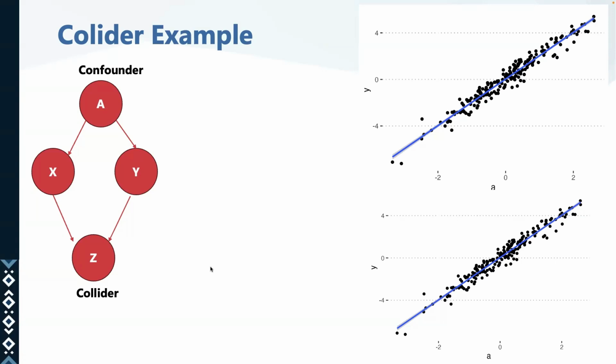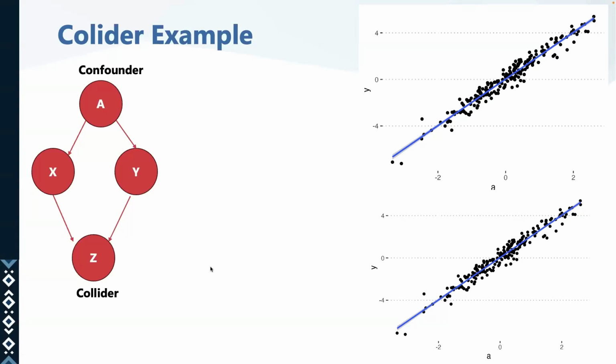So I have this generic example here. I have my A variable and it causes both X and Y, but X and Y cause Z. So this is a clear definition of a confounder. A here is a confounder. A causes the exposure, and A causes the outcome, but A is not in the causal path. And here we even see that there's no causal relationship between X and Y.